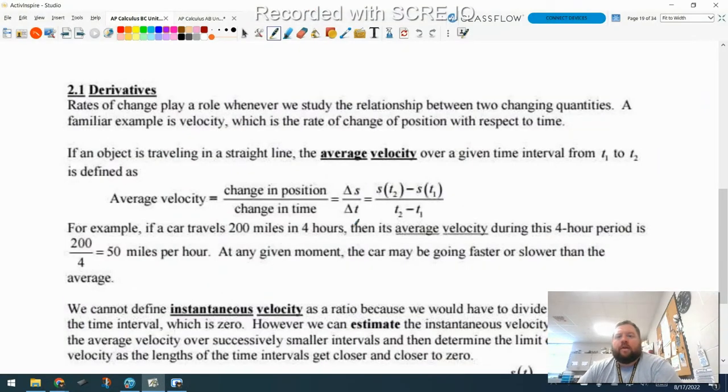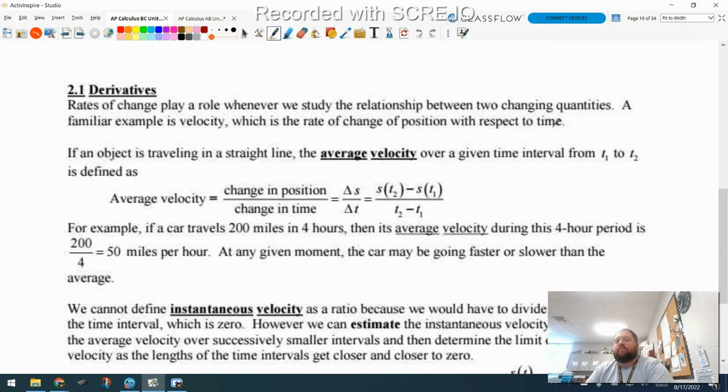All right, guys, now that we're done with limits, we are going to start looking at derivatives. So derivatives are a rate of change. Rates of change play a role whenever we study the relationship between two changing quantities, so two variables. A familiar example is velocity, which is the rate of change of position with respect to time.